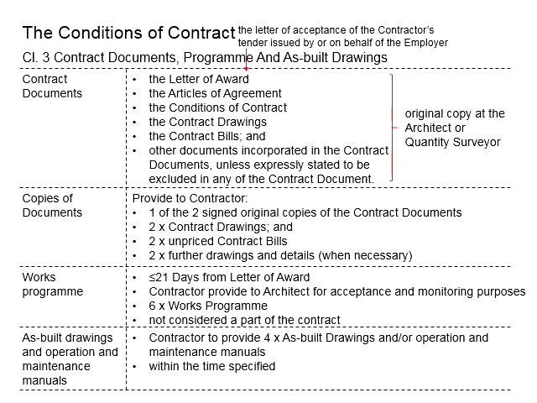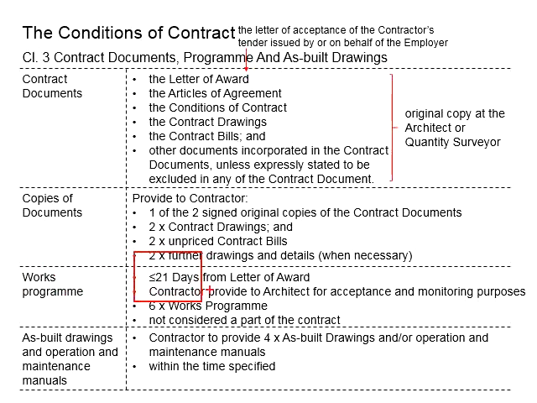On top of that, there will be two sets of contract drawings, two sets of unpriced contract bills, and two sets of further drawings and details when necessary. Everything comes in two sets just in case anything happens to either set, so the contractor is able to make reference to the other. Next is about the work program.